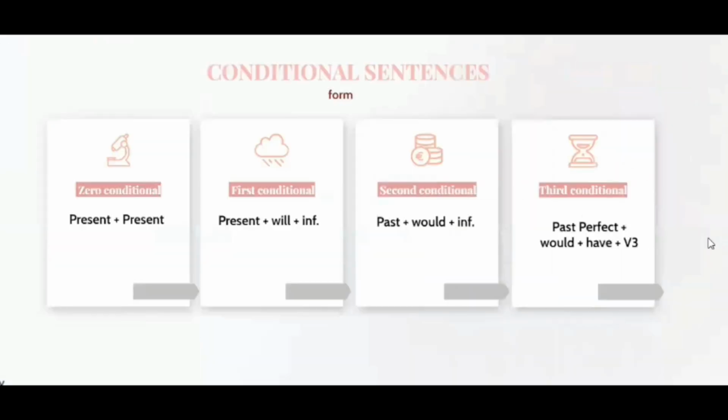This is the recap of all four types of if conditional. Feel free to pause the video if you need it. And that is all the explanation about the if conditional. How was it? Can you use it in your daily life now? I hope you can. And I hope you found this video useful.